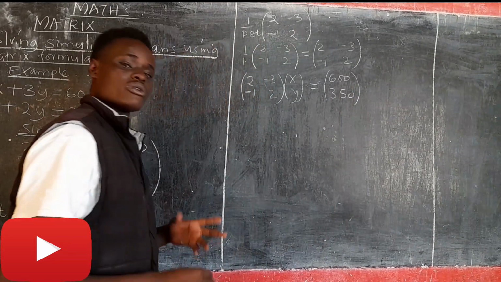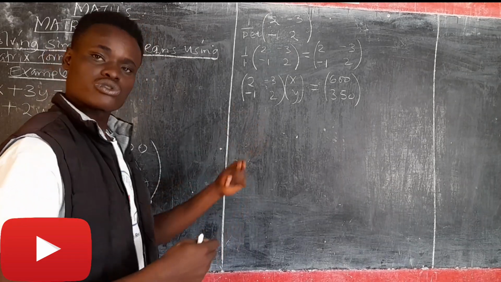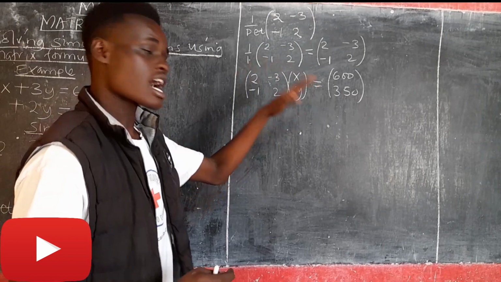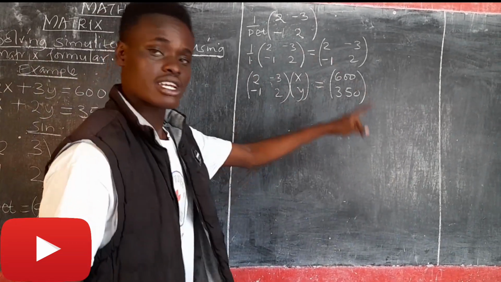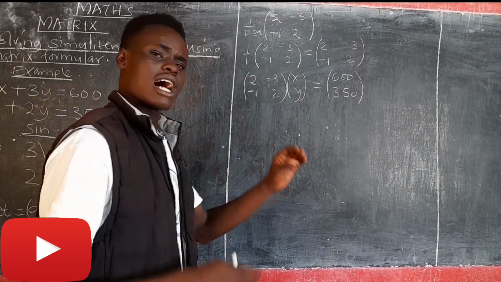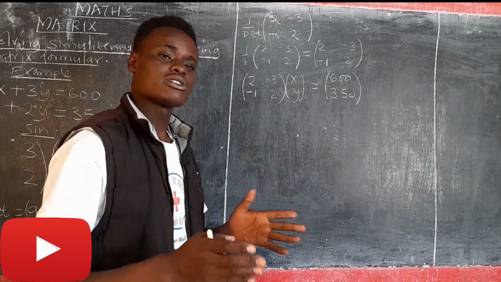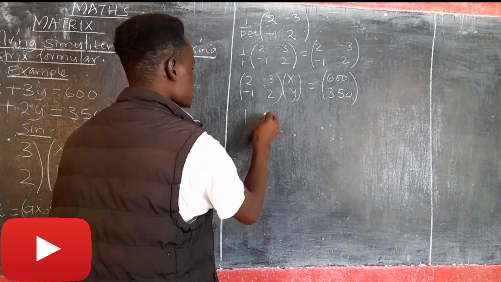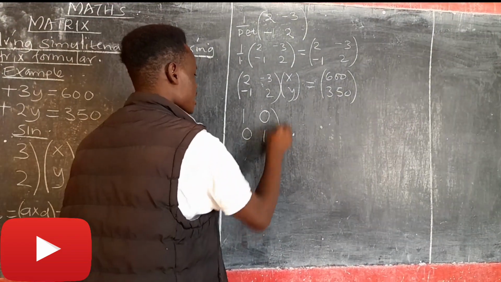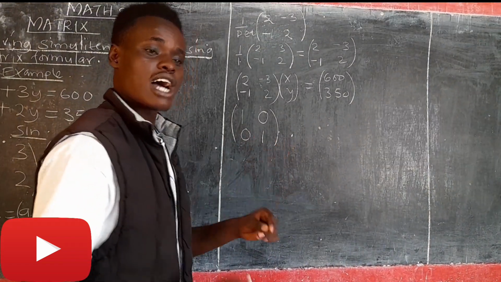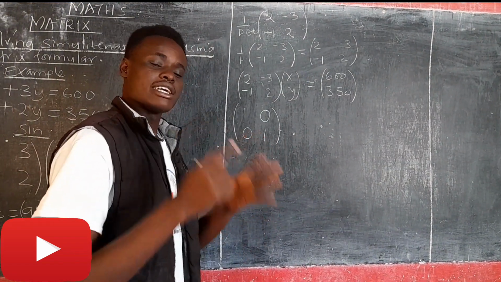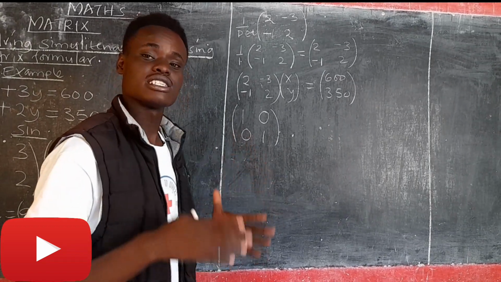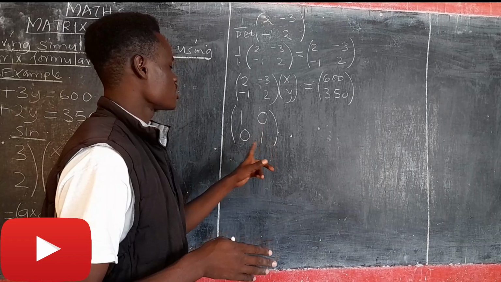Then now there's something we are told here. For us to get the values of x and y, we are going to multiply the inverse on both sides, the left side and the right side. Once you multiply an inverse with its original matrix, we are going to get an identity matrix which is 1, 0, 0, 1. That one you can try and you will get. I've said when you multiply an inverse of a matrix to its original matrix, you get an identity matrix called what? 1, 0, 0, 1.